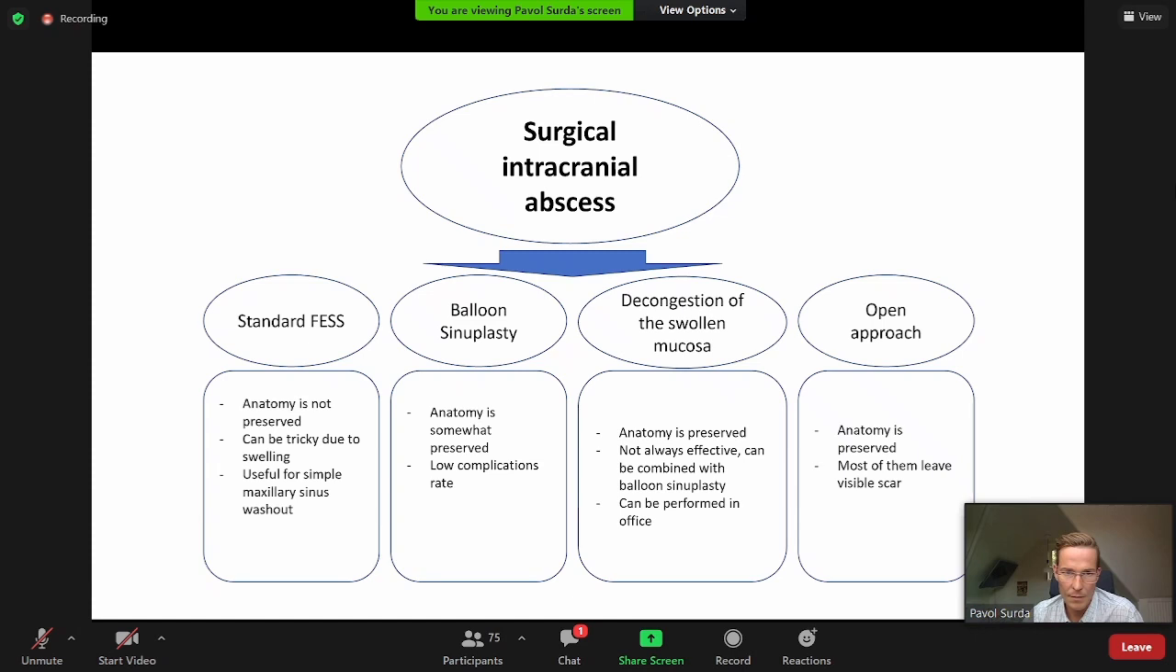In these patients, I tend to have a lower threshold to go for surgical treatment, because very often we would cultivate Streptococcus milleri, and patients are more likely to, with Streptococcus milleri, develop multiple abscesses, not just one.